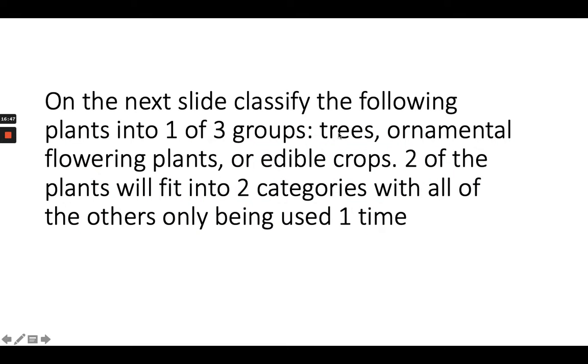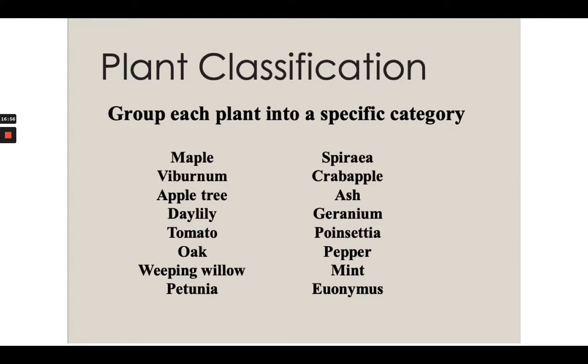So you're going to have three titles going across. You'll have tree, ornamental flowering plant, and edible crop. And you're going to tell me, okay, which column does a maple fit in? Is it a tree? Is it an ornamental flowering plant? Or is it an edible crop? That's it. That's all you're doing for this assignment. And again, I explain that in the next video.